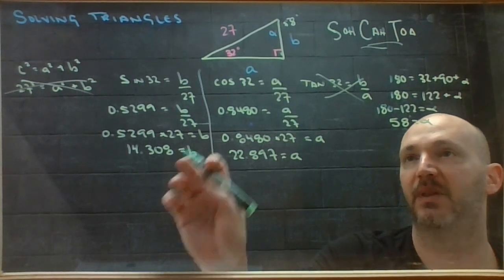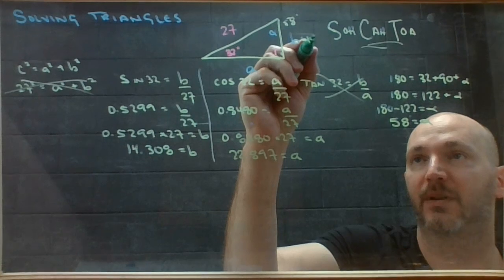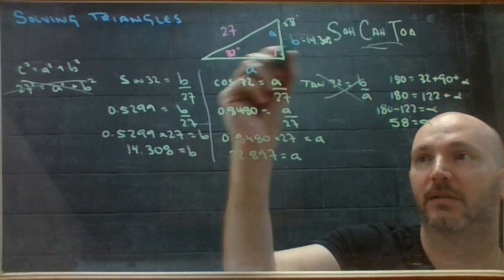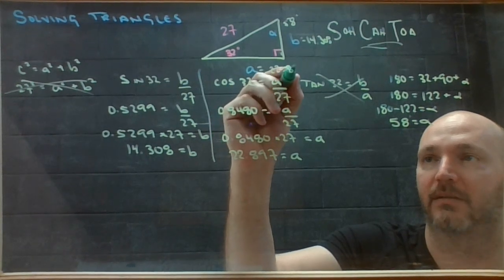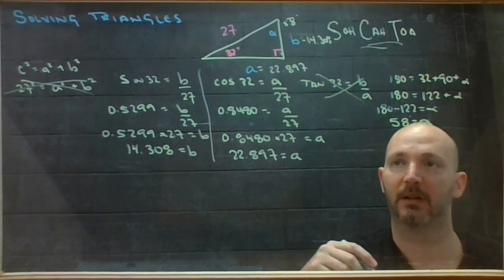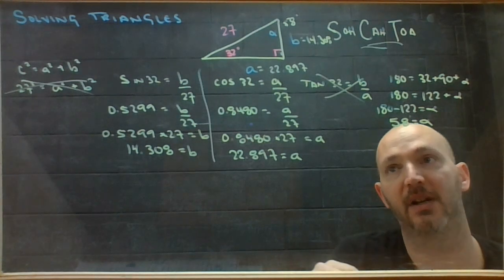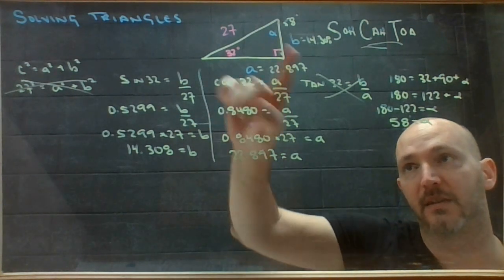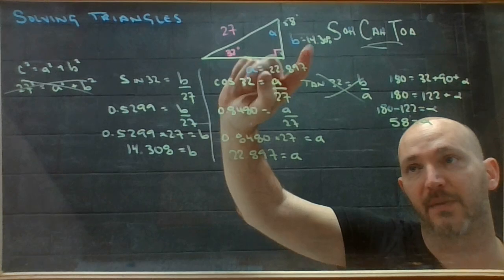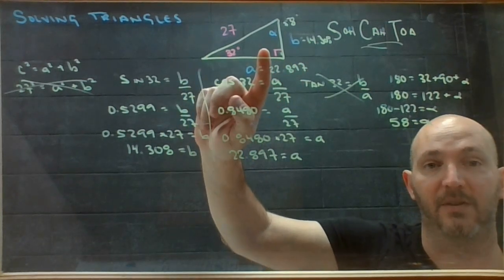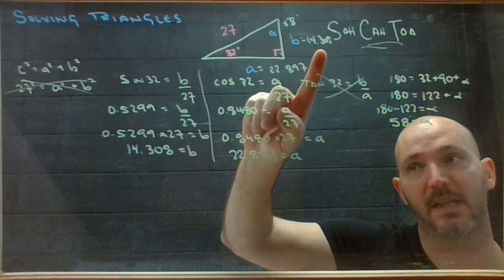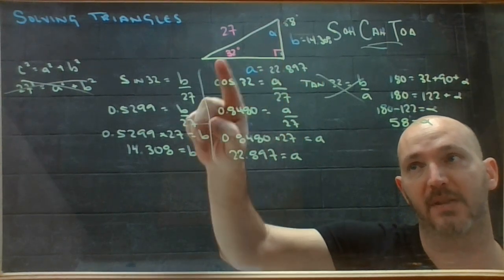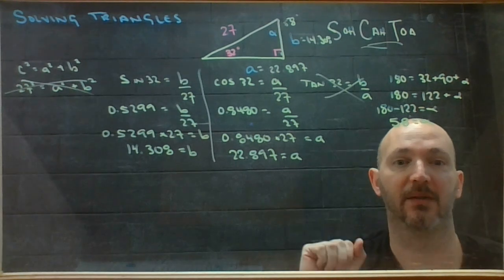All right, so B was 14.308. A was 22.897. I'm just going to self-check here. 27 is the biggest of the 3 sides, and it is across from the largest angle. That's good. 14.3 is the smallest side. It is across from the smallest angle. That's good. So I know that I've done all this correctly.